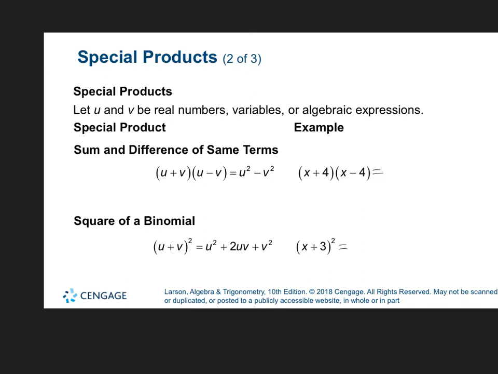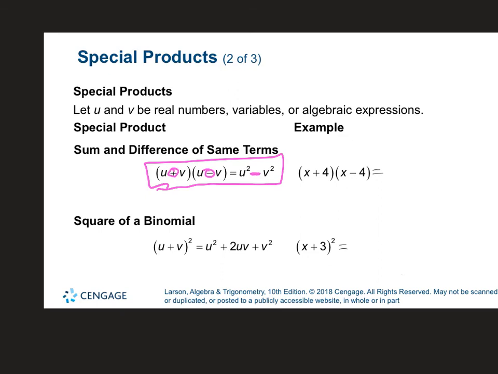If you look at this example here, the terms in the first parenthesis and the second parenthesis are the same. The only thing that's different is the sign in between. So when you multiply two binomials that have the same terms in them, but the signs are different, in essence you're just going to square the first term, square the second term, and put a minus sign in the middle of it.